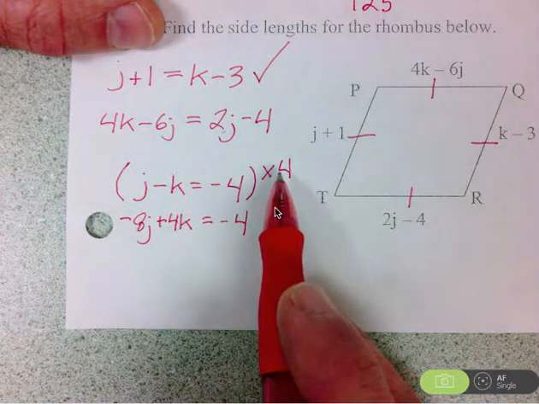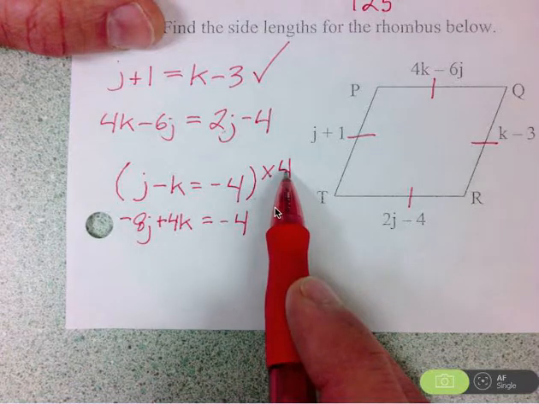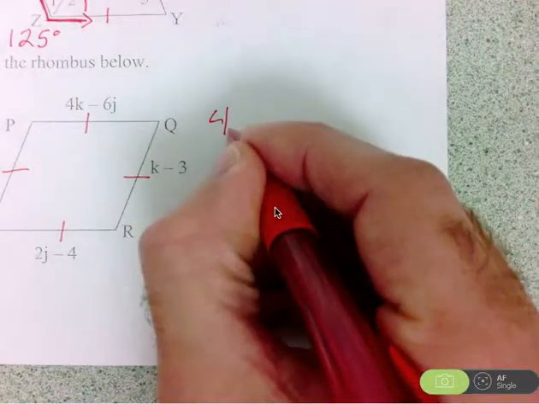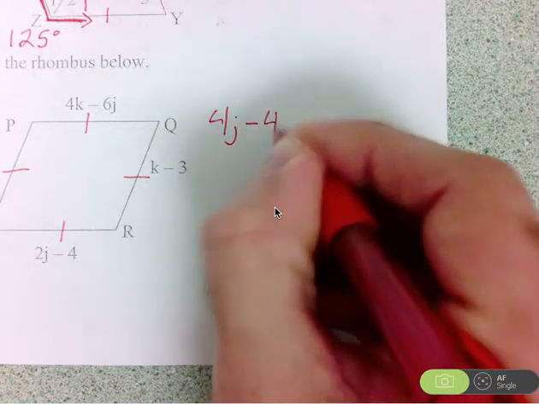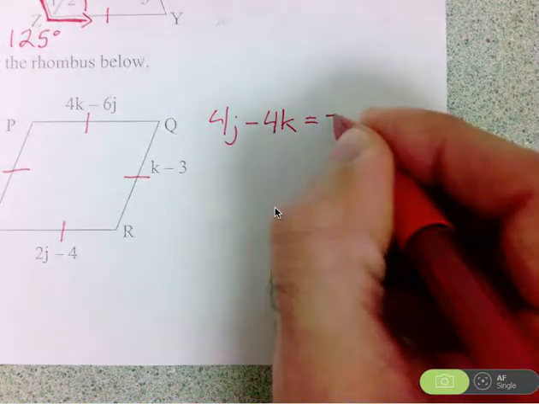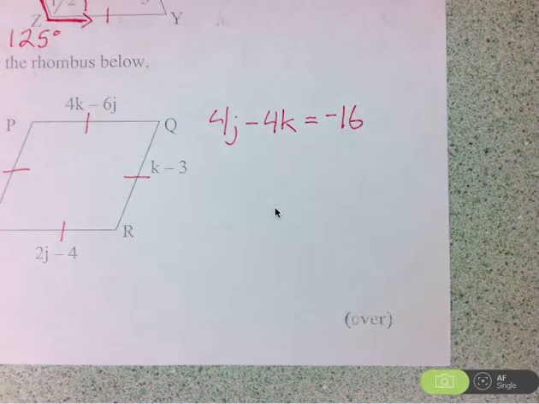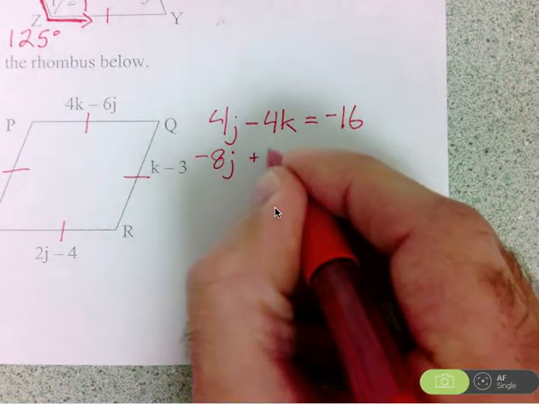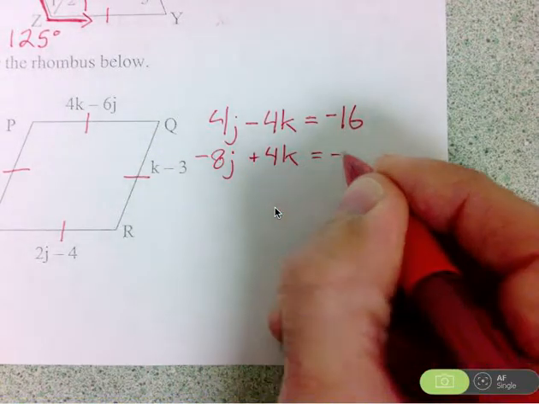If I take both sides of that top equation and multiply by 4, that's going to give me a 4j minus a 4k equals negative 16. And the bottom equation, I don't want to do anything to it. I'm going to leave it as negative 8j plus 4k equals negative 4.